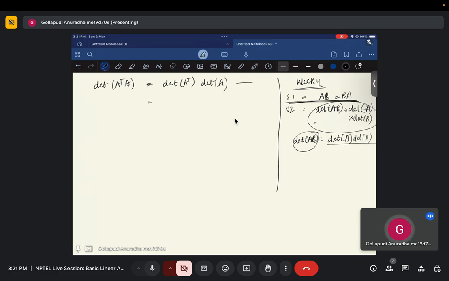So we know that the determinant of A transpose will be the same as the determinant of A, which means we can write it like this. So the determinant of A will be plus or minus 1. It's not just 1, it's plus or minus 1. So for that, it's false. Okay.